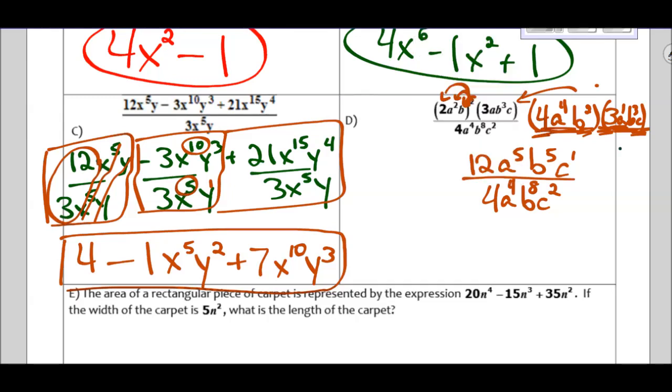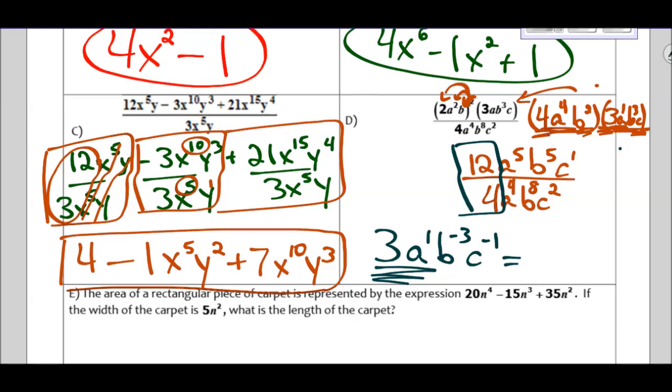Now I can divide that as just one term. I'm going to divide straight down, 12 divided by 4 would give me 3. And for each of the exponents, I'm just going to subtract. A to the 1st, that's 5 minus 4. 5 minus 8 is a negative 3. And 1 minus 2 is a negative 1. I cannot leave negative exponents in my answer, so I'm going to change this into a fraction still.